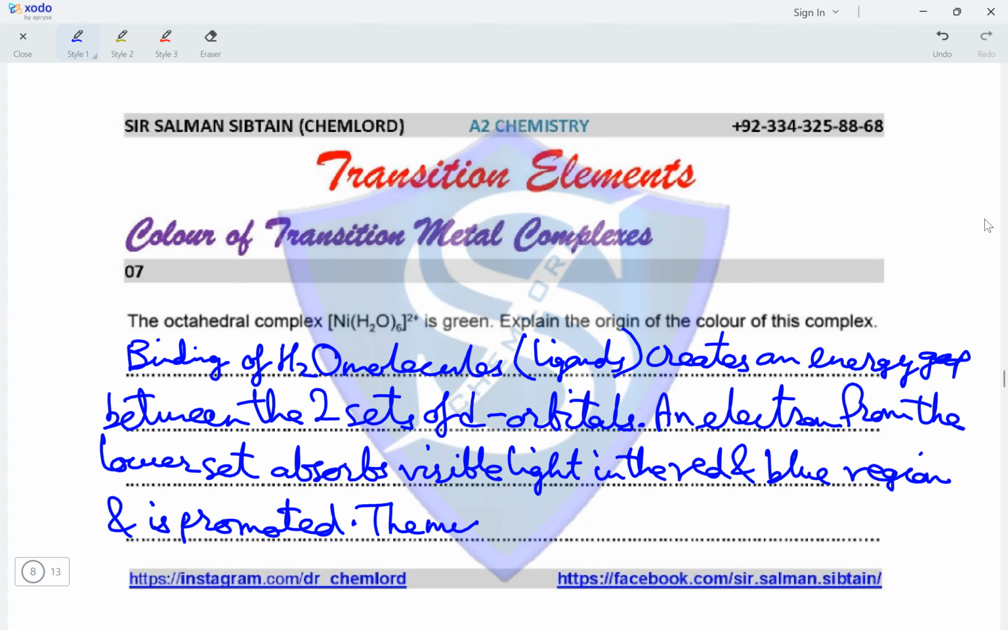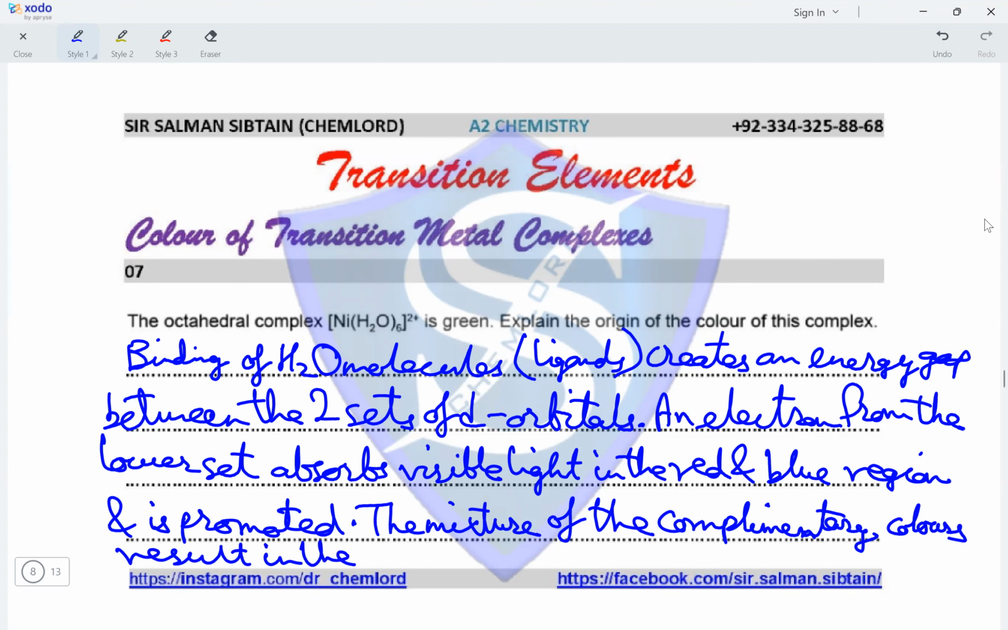The mixture of the complementary colors results in the complex ion appearing green. So red and blue light is absorbed. Their complementary colors when mixed together result in the green color of the nickel 2+ aqueous ion.